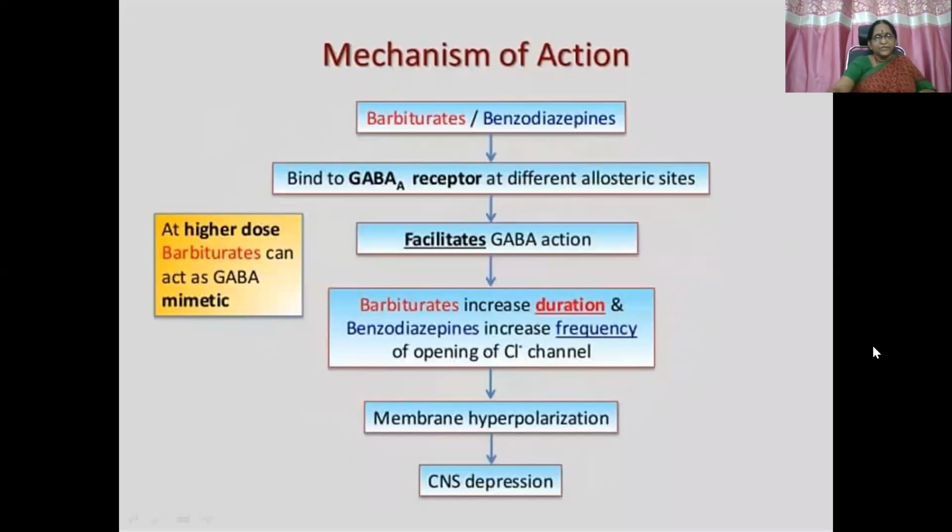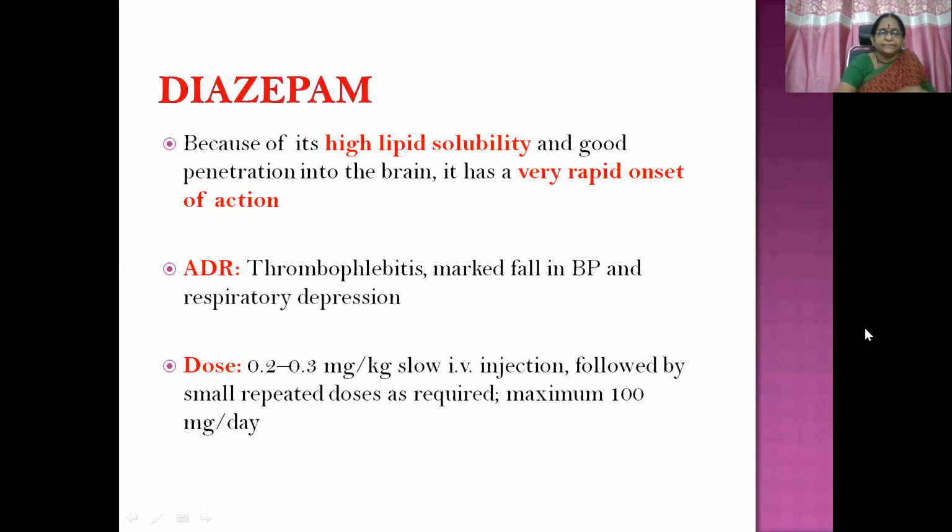So mechanism of action, barbiturates or benzodiazepines: GABA receptor mediated action at allosteric sites facilitates GABA action. Barbiturates enhance the duration, whereas benzodiazepines enhance the frequency of opening of the chloride channel, causing hyperpolarization, giving rise to CNS depressant activity. Then diazepam. A few molecules are there under benzodiazepines, so we'll discuss that and we'll end the session. Diazepam has high lipid solubility and a very rapid onset of action.